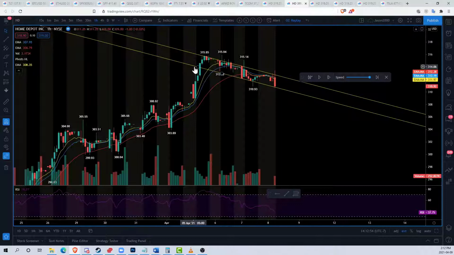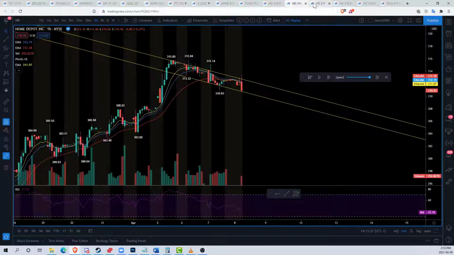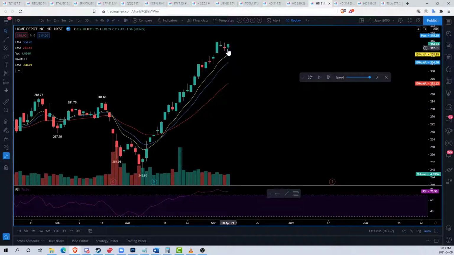There's always little setups and patterns inside patterns. Yes, but if you're looking for that big daily swing on that weekly extension and that daily overbought RSI, this isn't it. This is not what we want to see quite yet. So I'm going to jump ahead one day. We're going to go to the next chart here. This is the next day's trading action.